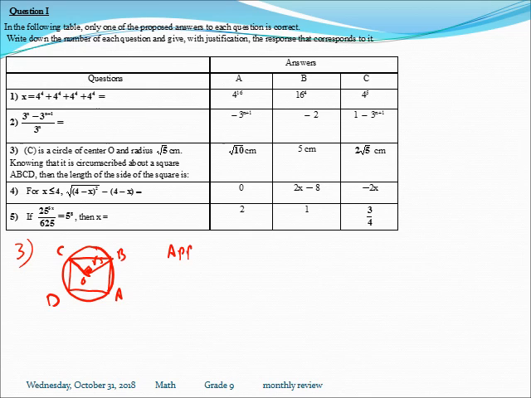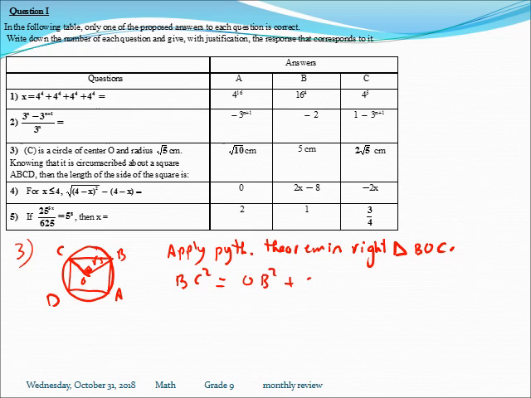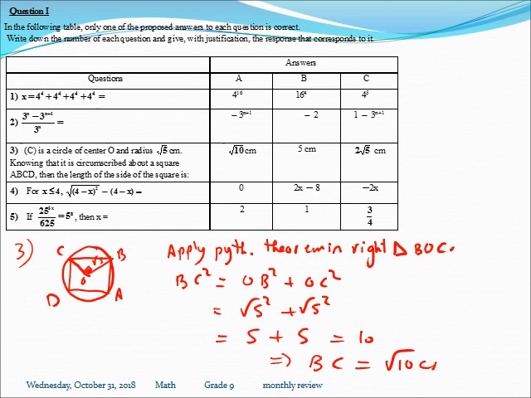So apply our theorem in right triangle BOC. BC square equals OB square plus OC square, equal to radical 5 square plus radical 5 square, equal to 5 plus 5 equals 10. So BC equals radical 10 centimeters.